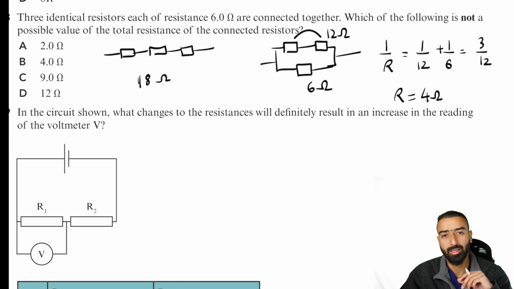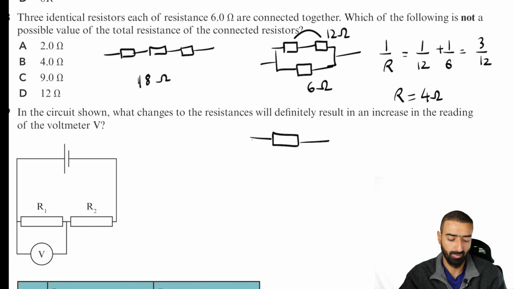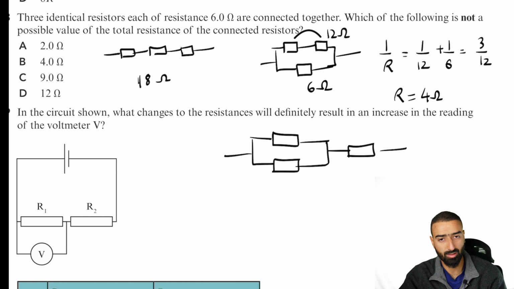What if I keep 2 in parallel and 1 in series? So I have 2 resistors, they are in parallel, connected in series with a third one. What's the resistance of this combination?